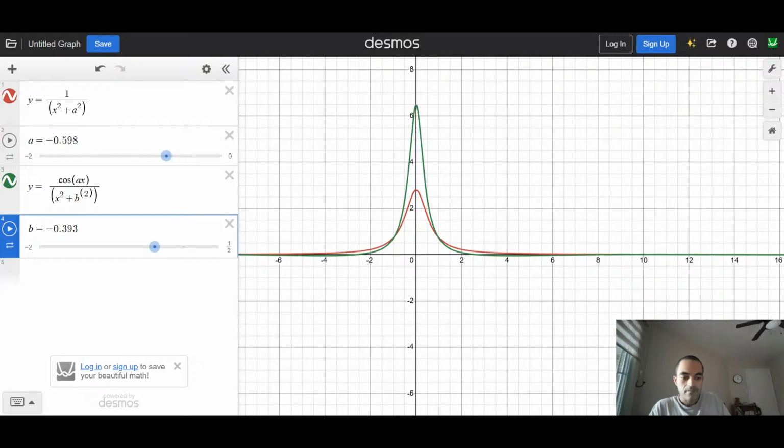All right, so that red curve there should already be intersecting. Yeah, they're intersecting. The red and green curves are intersecting. So the red curve is defined as y equals 1 over x squared plus a squared. And the other curve is defined as y equals cosine of ax divided by x squared plus b squared. By the way, a and b belong to the real numbers, they're constants, and x is the variable.